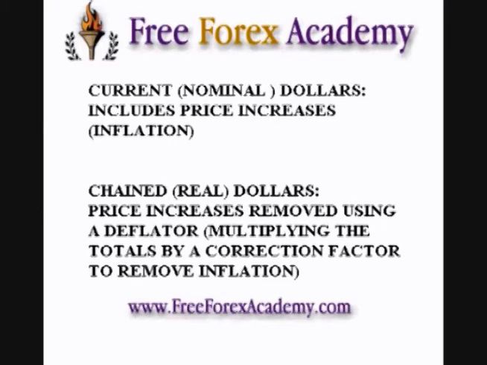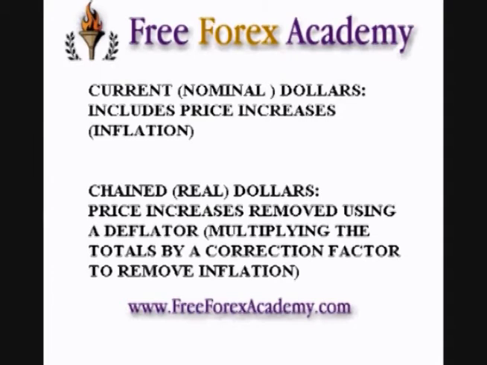The GDP statistics are reported two ways. The first is current dollars, also known as nominal dollars. The numbers in these sections include increases due to inflation. The second is chain dollars, also known as real dollars. In these sections, the inflation has been removed from the total by using something called a deflator, which is basically a correction factor applied to remove price increases.